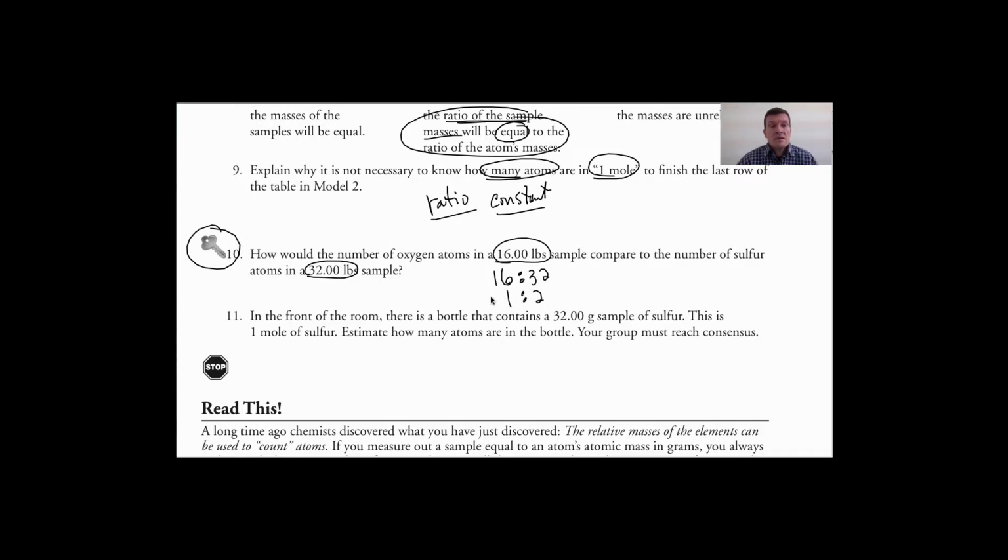I don't know how many. Because this is pounds, not grams. I don't know how many. I just know that the number of oxygens is going to equal the number of sulfur, because their masses are in this ratio of 1-to-2, according to the ratio of the molar masses.